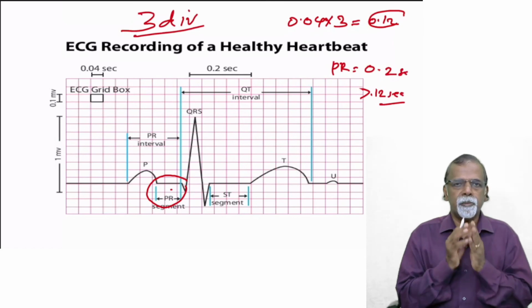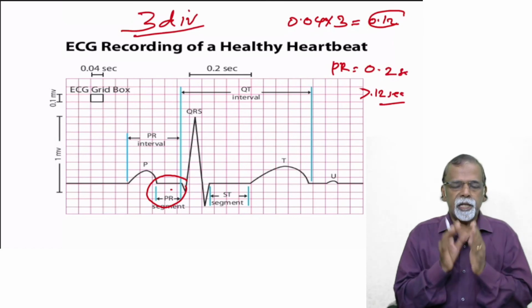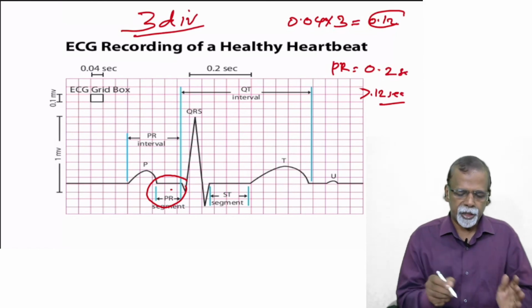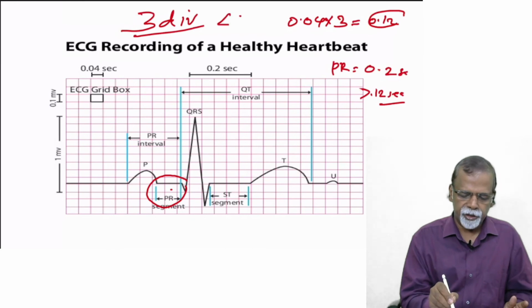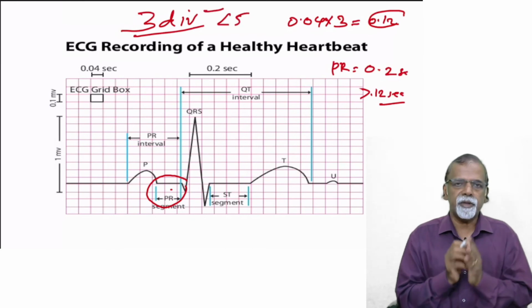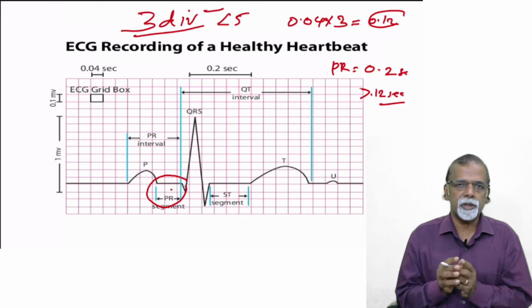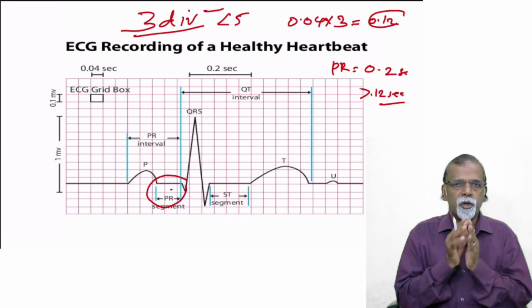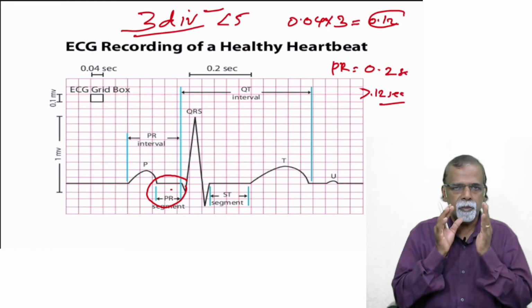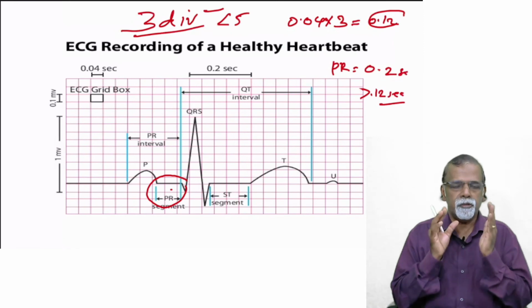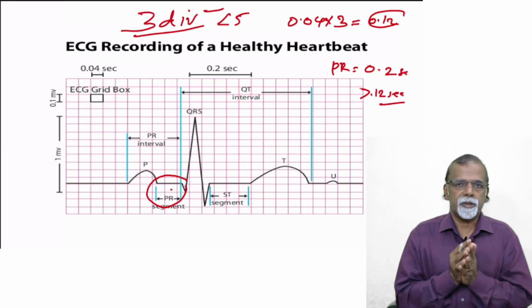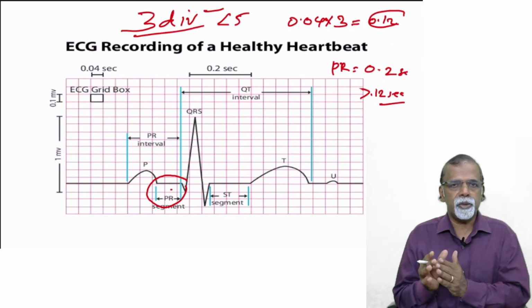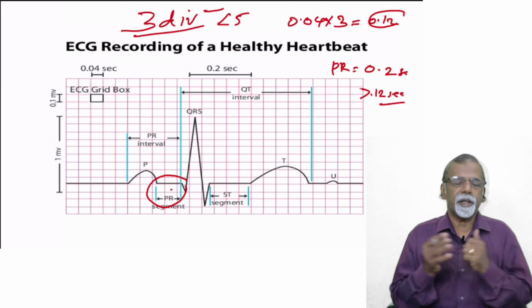Normal PR interval should be more than 3 divisions. If less than 3 divisions, it is a short PR interval. And the PR interval should be less than 0.2 seconds, that is less than 5 divisions. So 3 to 5 divisions. 3 and 5 are important in cardiology. Minimum 3 divisions for 0.12 seconds, maximum 0.2 seconds or 5 small divisions. If it is less than 0.12, it is a short PR interval. More than 0.2, we call it a prolonged PR interval.